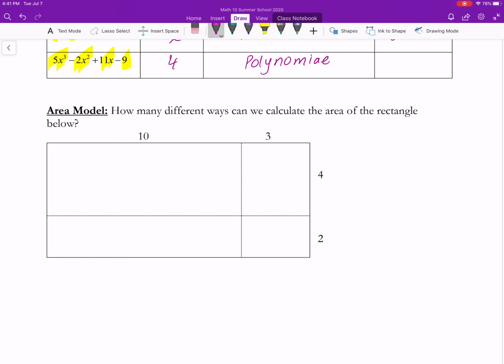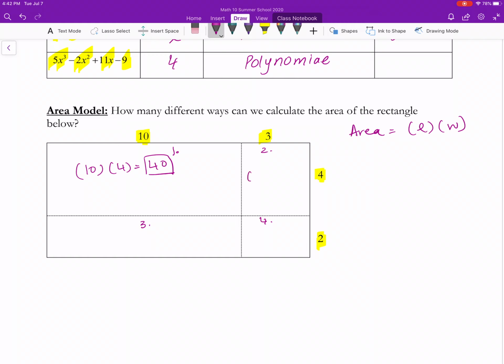Let's find out how many different ways we can calculate the area of this rectangle. This will help us to find out the way to multiply the binomials. This is the area model which we'll work on. So this side is 10, this is 3, 4, and 2. If we have to find the area of this rectangle below, we can do it two ways. Either we can find out the area of these four separate rectangles. This is 1, this is 2, this is 3, this is 4, and then find out the total area. So area of a rectangle, the formula for that is length times width. So for this one, the length is 10 and the width is 4. So area will be 10 times 4, 40.